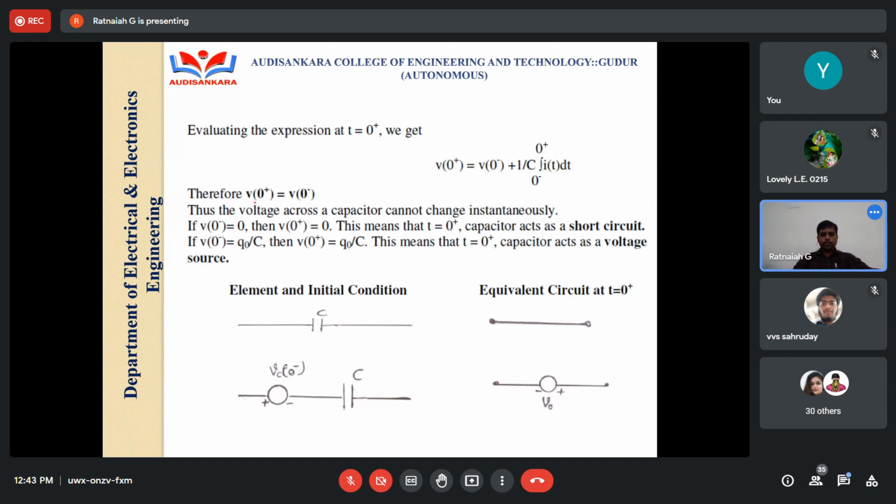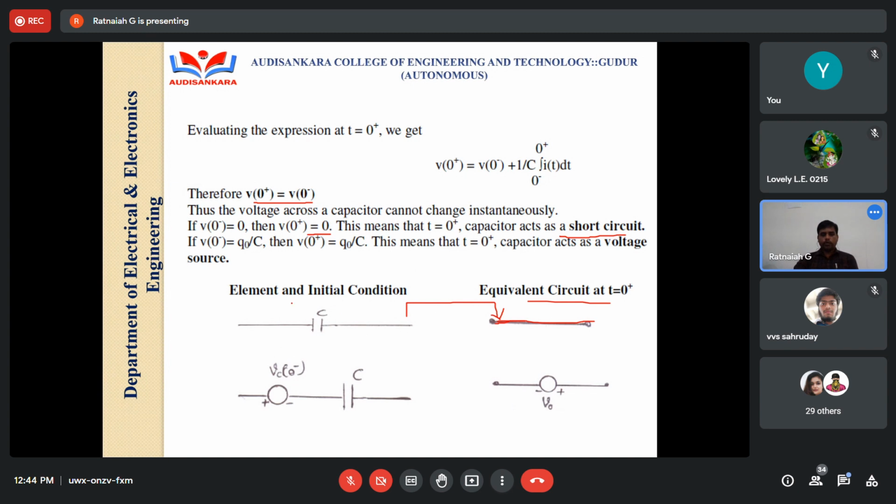Therefore, V of 0 minus is equal to V of 0 plus, meaning in both cases the capacitor voltage is 0, because the capacitor voltage cannot change instantaneously. This means whatever energy is available in the capacitor before closing the switch remains the same immediately after closing the switch. So when the capacitor voltage is 0 initially, the capacitor will act as a short circuit. Now this is a symbol for representation. Initially, this is a capacitor. When you close the switch, immediately the capacitor will act as a short circuit at t equal to 0 plus. Short circuit in the sense we have to draw a straight line.